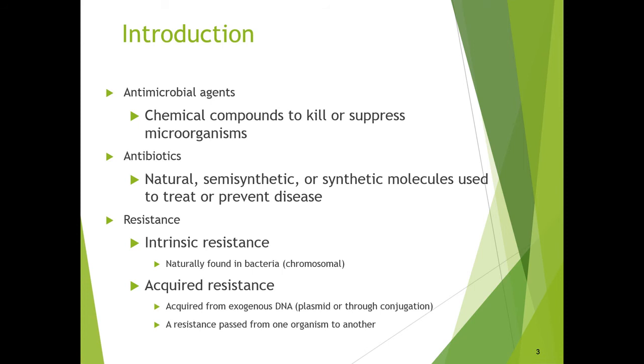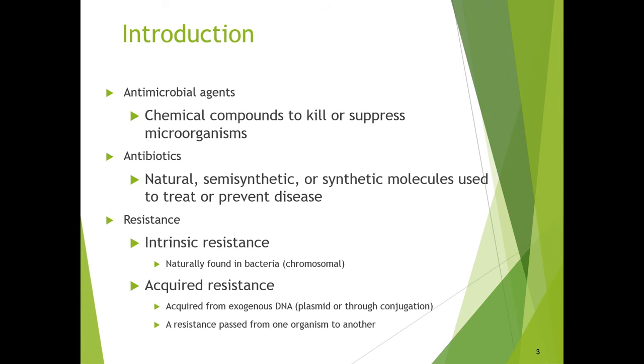So intrinsic resistance is naturally found in the bacteria. So usually all of your genus is going to be sensitive or resistant to that particular antibiotic. For example, Klebsiella is resistant to ampicillin. We don't need to test it. It's always resistant. It's intrinsic resistance. It's built into its DNA.